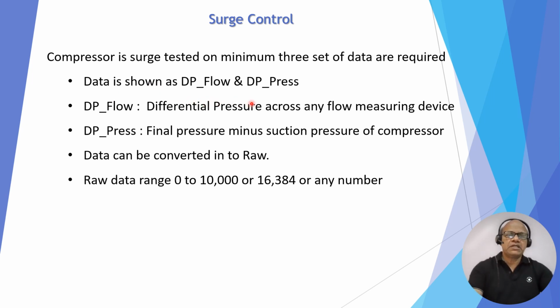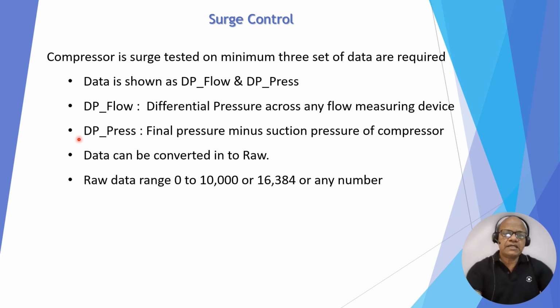Similarly, DP pressure is a differential pressure, that is the final pressure minus the suction pressure of the compressor. If it is multi-stage, the final discharge pressure of the last stage minus the suction pressure of the first stage is the DP rise or DP pressure. So first, DP flow, as I said, is the differential pressure across any flow measuring device. DP pressure is the final pressure minus the suction pressure of the compressor.